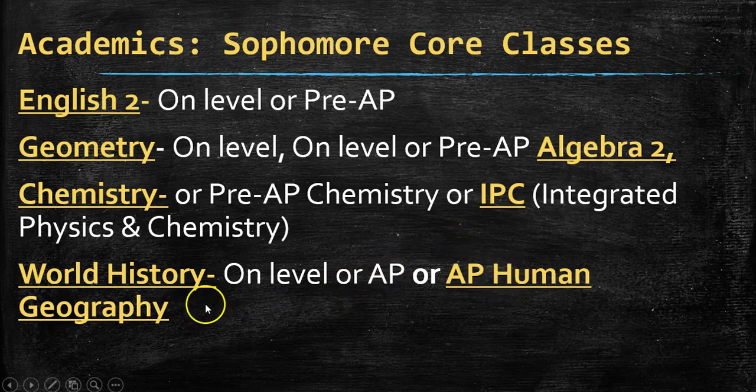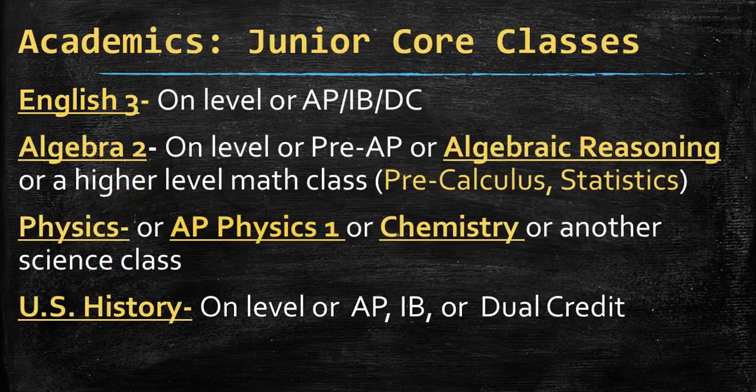It's challenging. It's at a college level, but some people want that challenge and they want those extra GPA points. So those are your options for sophomore year. Junior year, everyone is going to take either English 3, on level, AP, IB, or dual credit. This is when most of your AP, IB, and dual credit classes start to kick in, junior and senior year. IB and dual credit, there are no options available to you until your junior or 11th grade year.